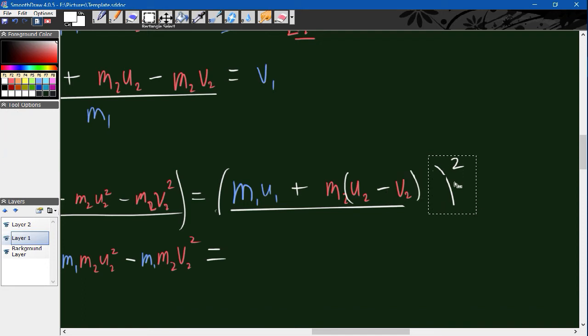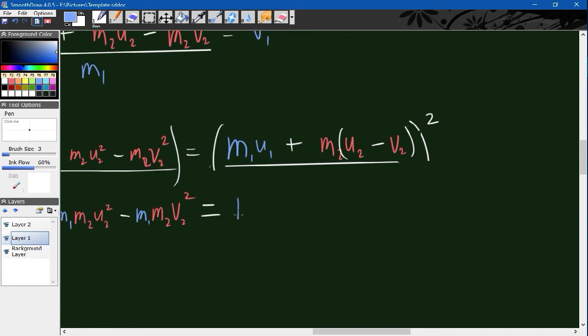Oops, I am technologically inept. Okay, so right now it's just a binomial, which makes squaring it a lot easier. First we square the first term, m1 squared u1 squared, and then we multiply these two by each other and multiply that by 2.